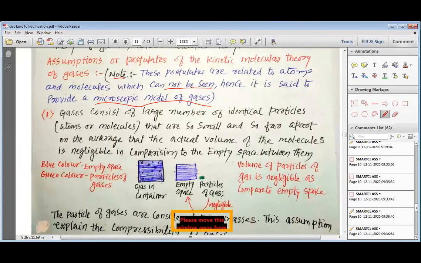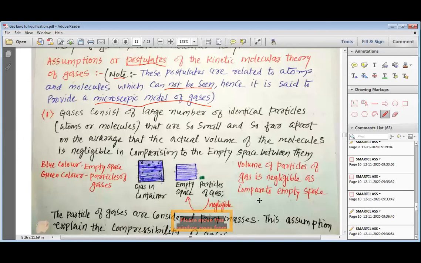Now let us start studying the postulates. Let me make it clear what the meaning of postulates is. Postulates are statements or ideas that have no exact proof, but they are the imagination of a particular person or scientist, or they may be derived from various observations of the scientist. So what we are going to study are the postulates of this kinetic molecular theory.